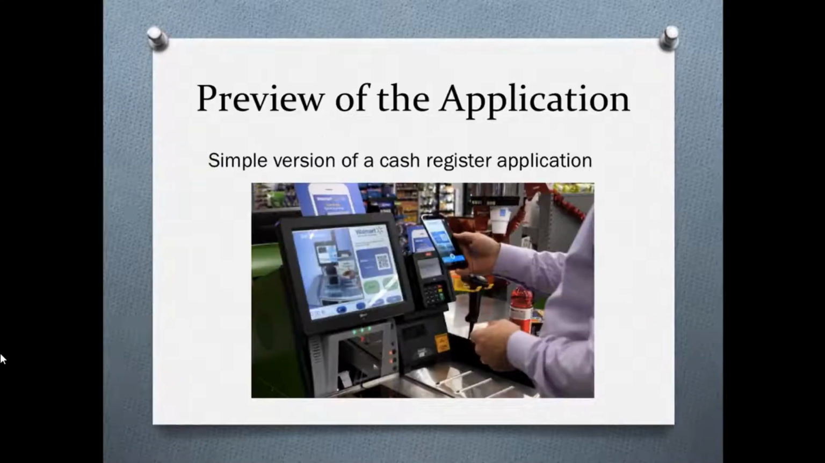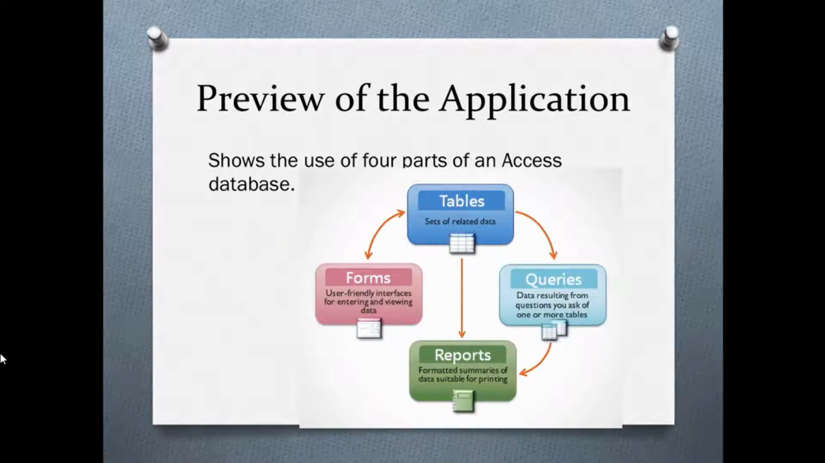What we're going to create in this series is a simple version of a cash register application, or a point of sale. We're going to use Microsoft Access to build something like you would see on the computer at Walmart at your self-checkout. In Microsoft Access, there are 4 parts to a program. There are tables, forms, queries, and reports.